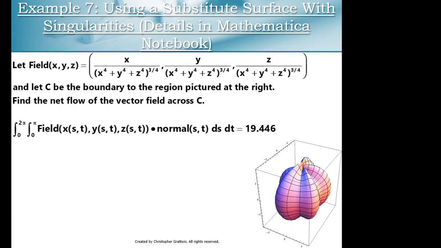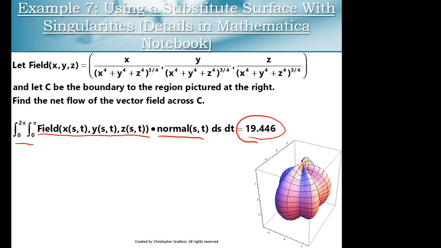All right, at that point, honestly, you're running it through Mathematica. You know your limits of integration because it's just a sphere, right? And a sphere goes from 0 to pi for s and from 0 to 2 pi for t. Field of x of s,t, y of s,t, z of s,t is just plugging some given information into more given information. The normal vector was computed by Mathematica, and as long as you use NIntegrate here, you get your result, 19.446.